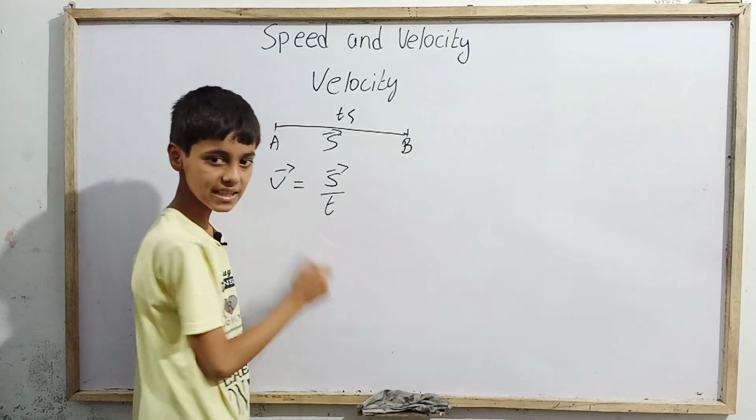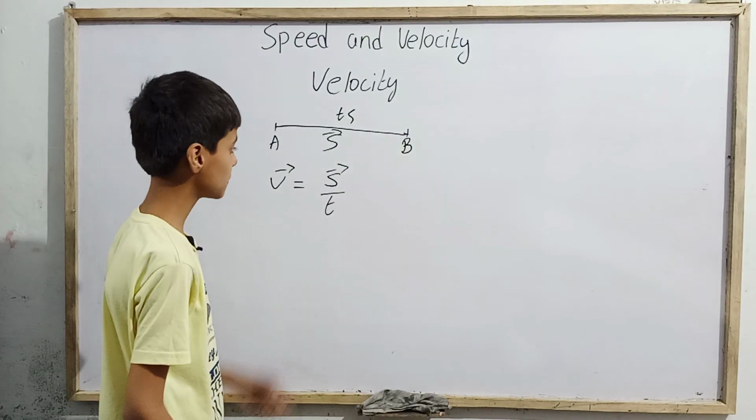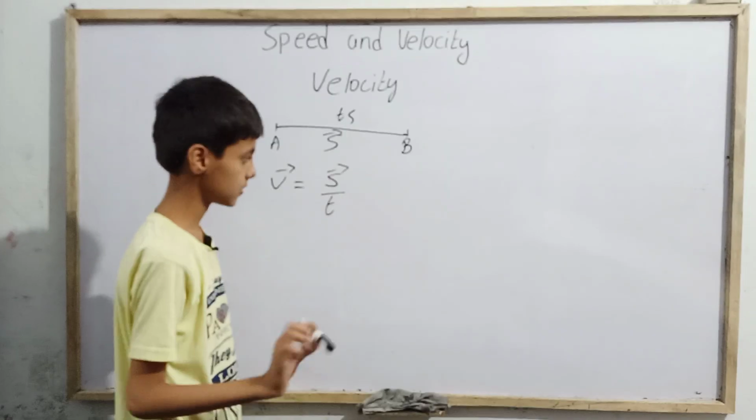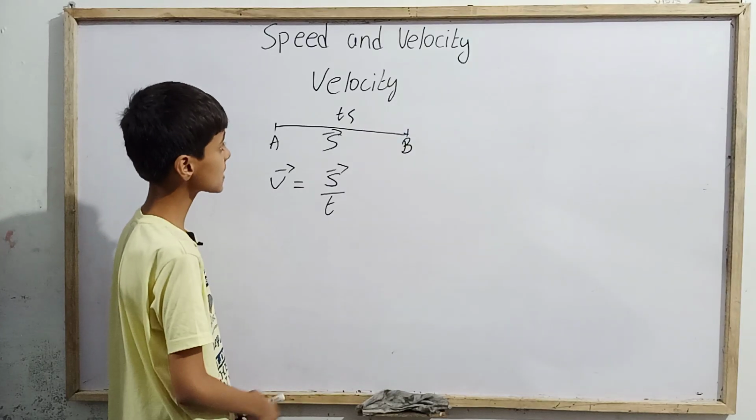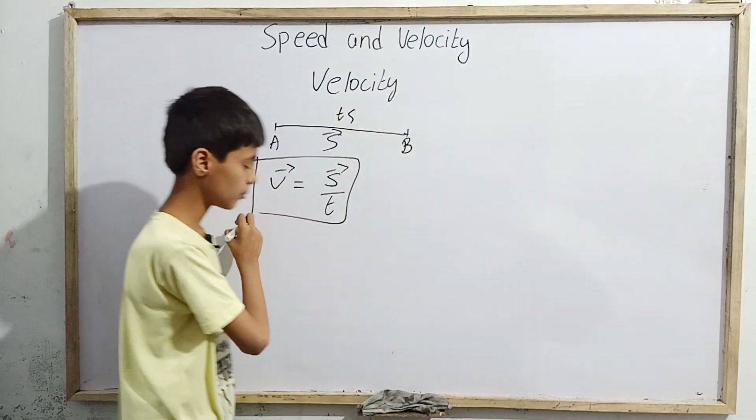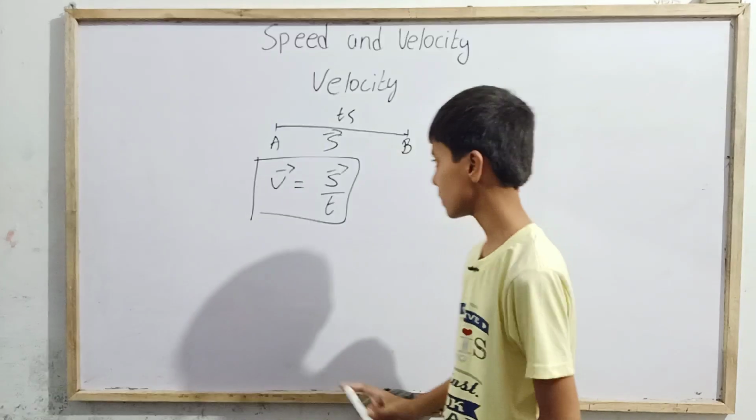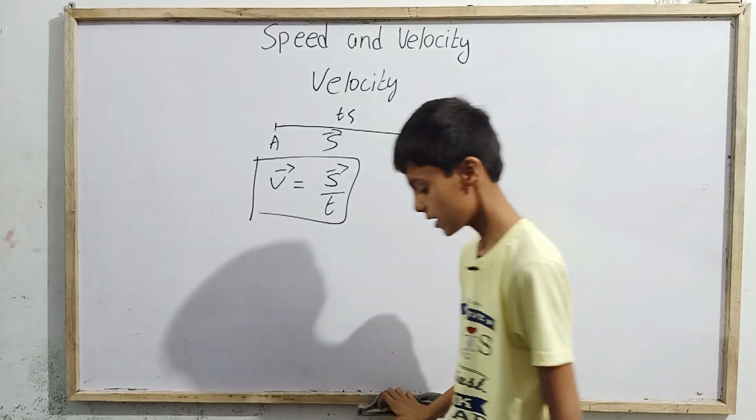So since we know time is a scalar quantity, here I haven't put an arrow, and displacement is a vector, so I have just put an arrow. This we got. Now this is a very important formula. It will be a very useful formula for us to solve questions based on velocity.